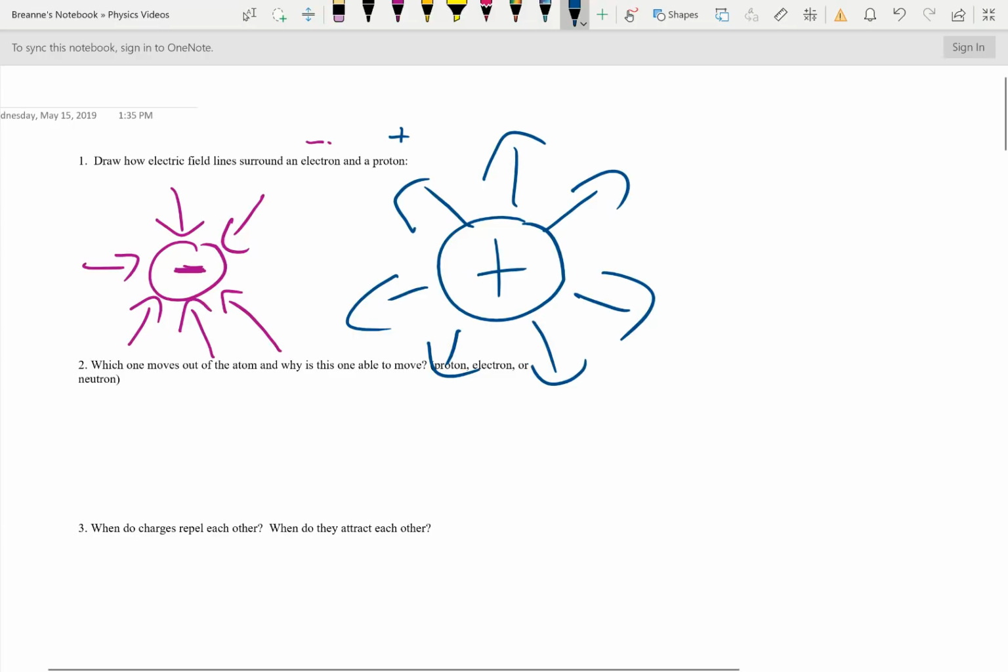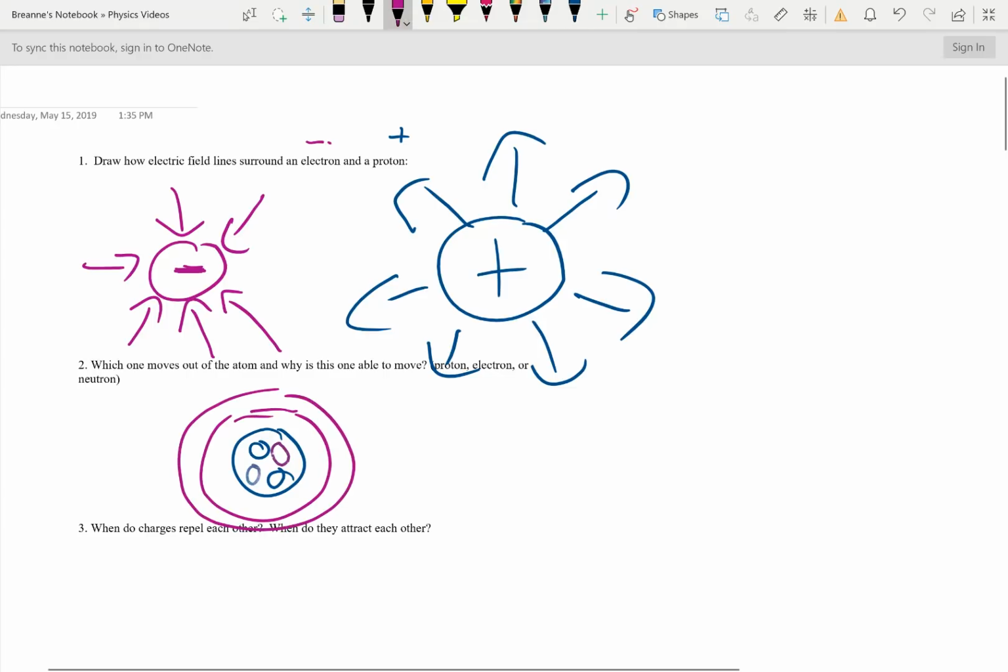Which one moves out of the atom? If we think about our nucleus, you have your protons and your neutrons in the mix, and that's our nucleus. On the outer part, you have your electron cloud. The electrons are in the electron cloud, not necessarily part of the nucleus, so they're able to move around. Your electrons are the ones that are able to move.